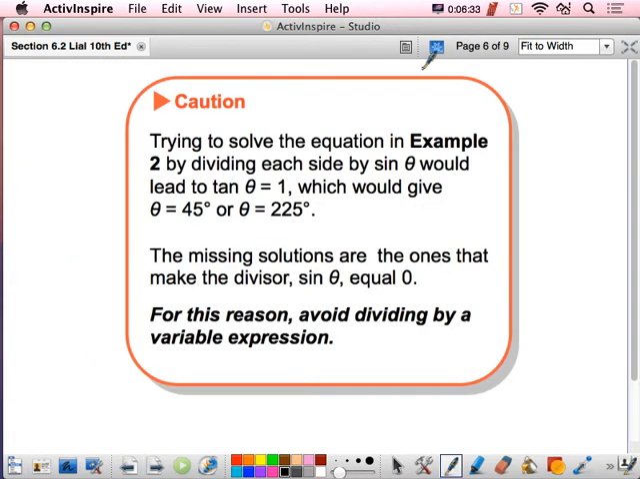This is kind of neat. At this point, the book points out that if you tried to solve that equation in example 2 by dividing by sine of theta, that would have left you with only tangent of theta equals positive 1, and it only would have given you 2 of the 4 answers, 45 degrees and 225. You would have lost your 0 and your 180 degrees if you tried to solve it that way. So once again, avoid dividing by a variable expression. If you're ever tempted to divide by a variable expression, try getting it equal to 0 and solving it instead. Maybe by factoring or some other method.